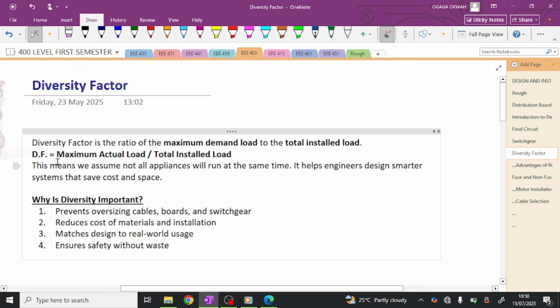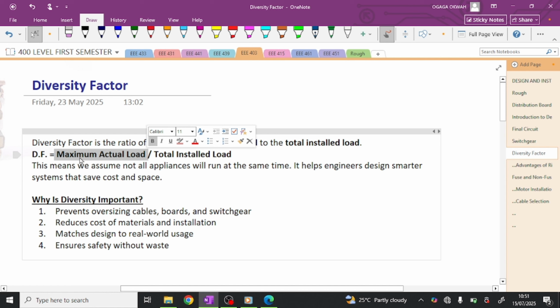Are we getting it? So diversity factor just means the maximum actual load, that means what you are making use of, over the total installed load. So both what you are making use of at the moment and what you are not making use of at the moment, everything installed in your home, all the load put together. That's what we mean by total installed load. And we are going to divide the maximum actual load, what you are making use of at the moment, by the total installed load. That will give you your diversity factor.